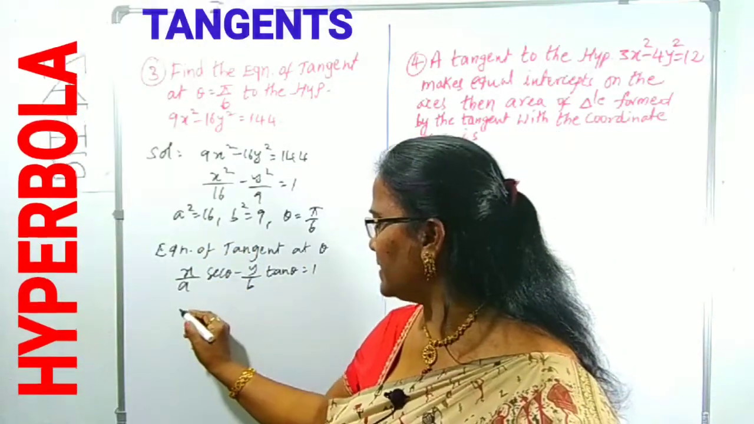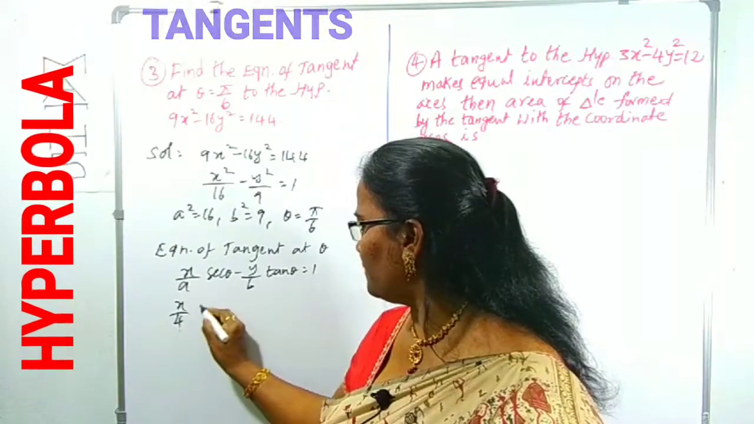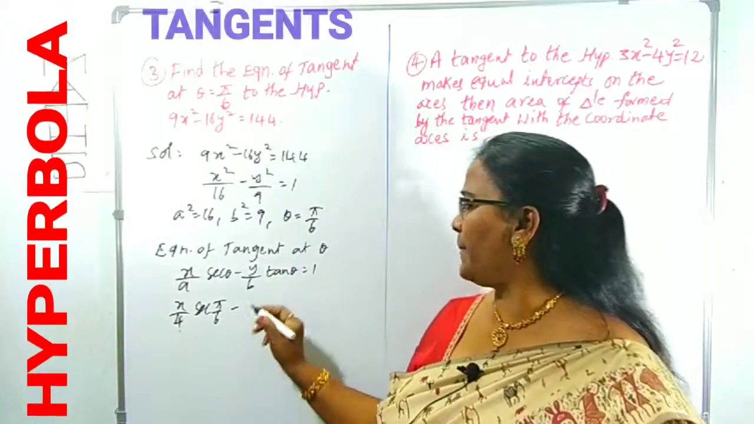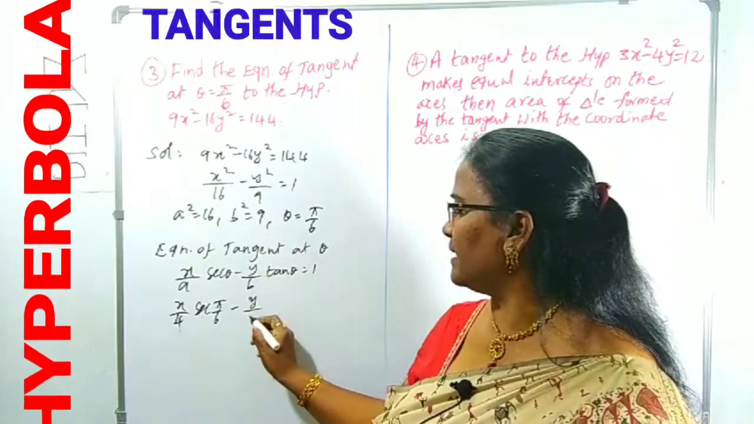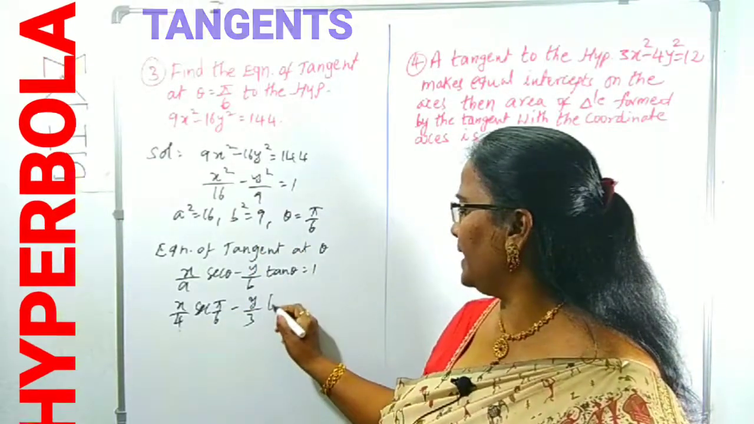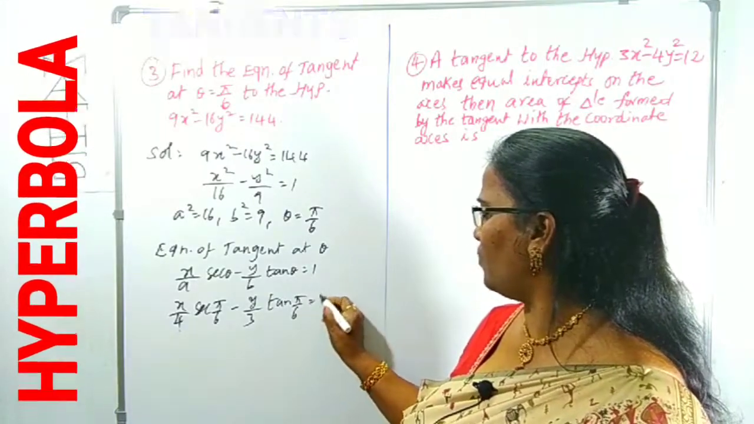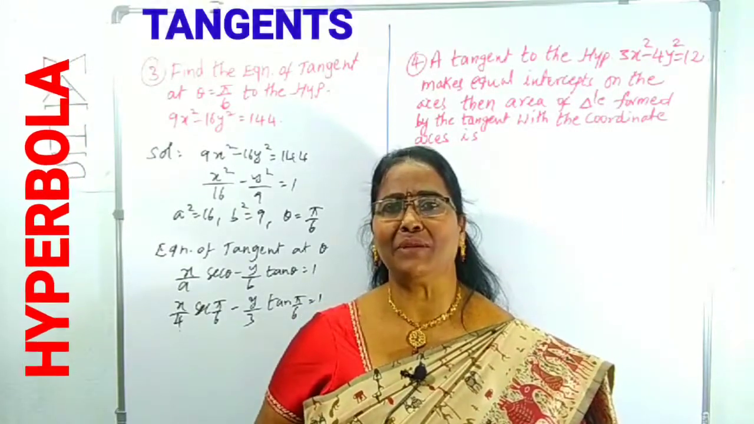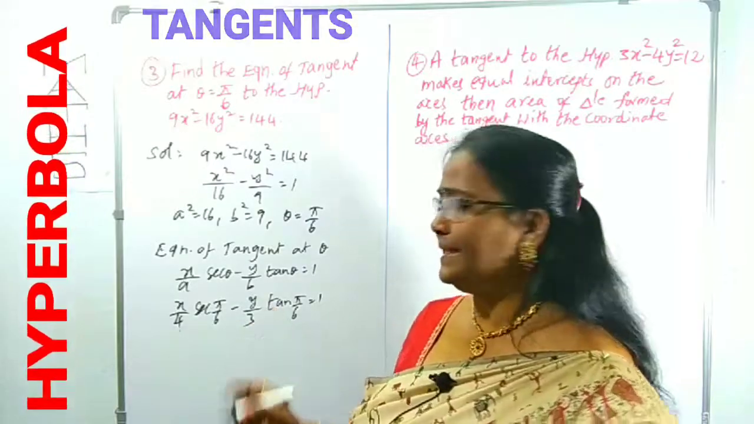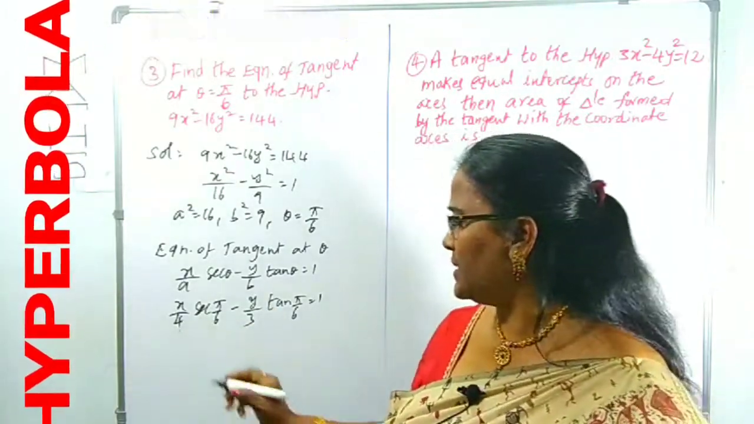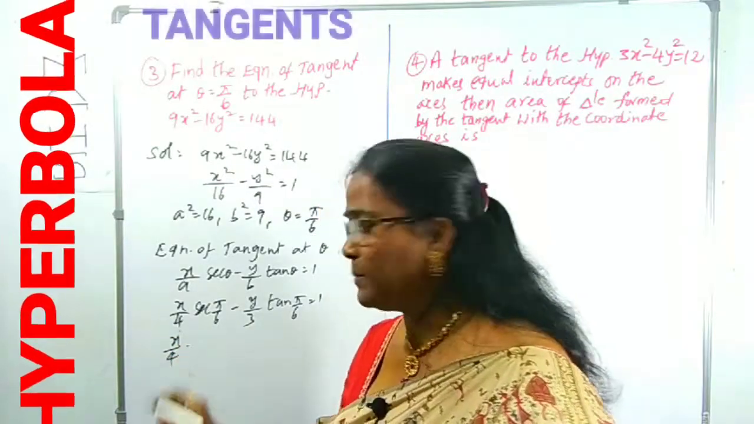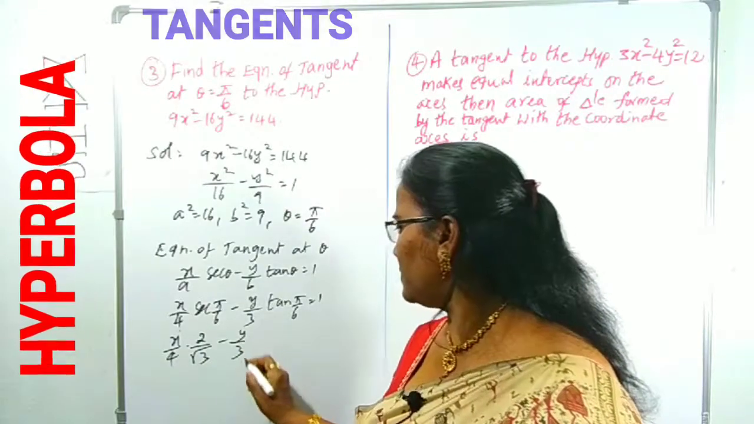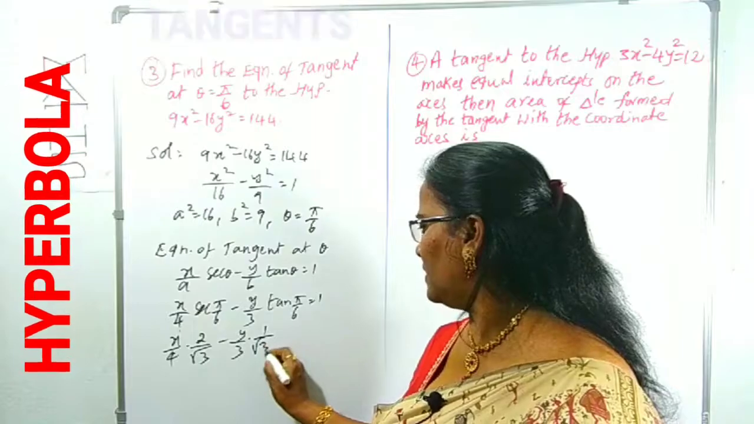Now a square is 16, a is 4, so that is x by 4 of sec theta, theta is pi by 6, right? Minus y by b, b is 3 because b square is 9, into tan theta, that is tan pi by 6. What is the sec pi by 6 value? Sec pi by 6 is 2 by root 3 and tan pi by 6 is 1 by root 3. So we can substitute those values: x by 4 times sec pi by 6 which is 2 by root 3, minus y by 3 times tan pi by 6 which is 1 by root 3, is equals to 1.